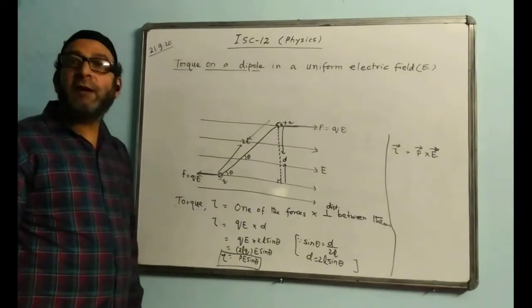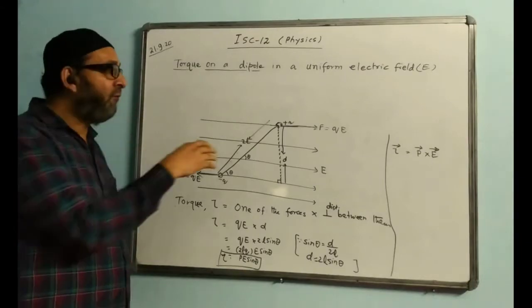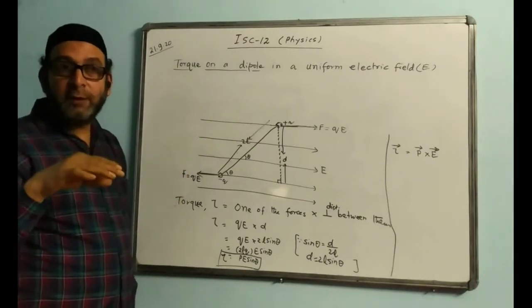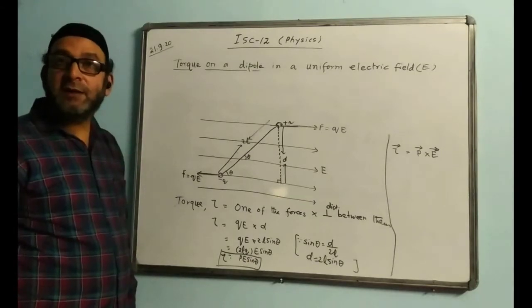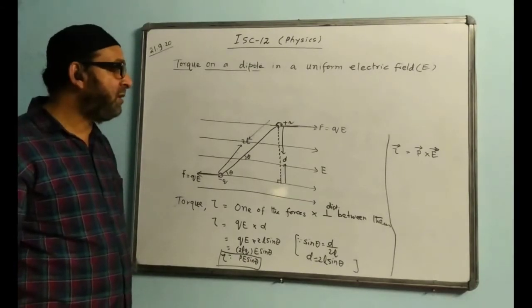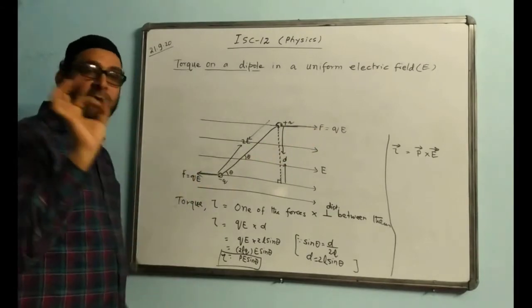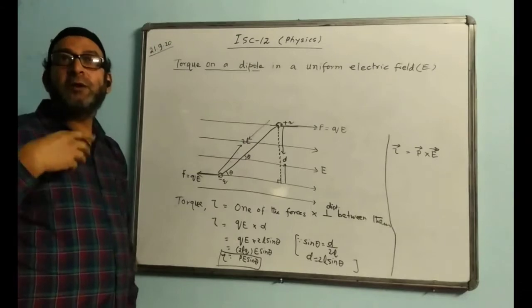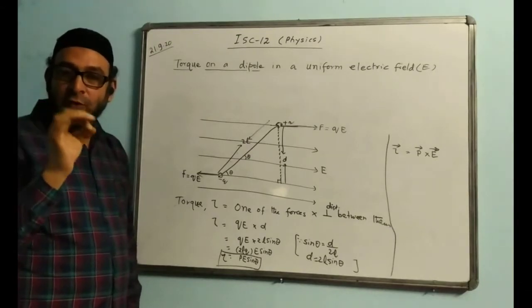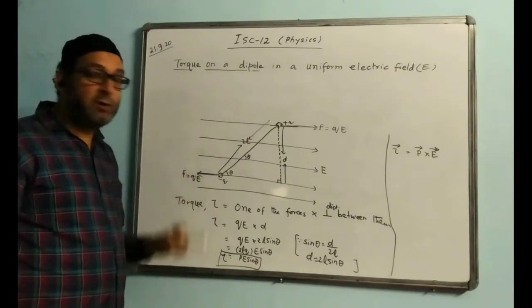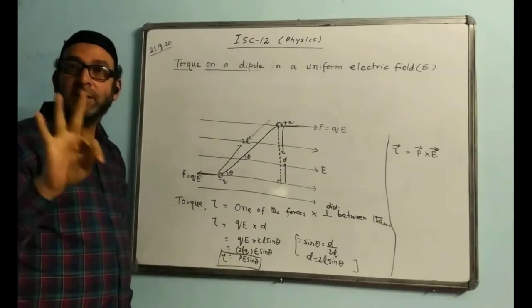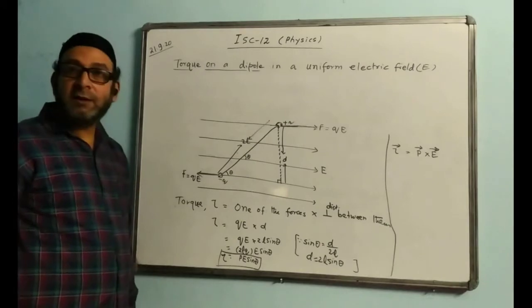If they ask the reason why, you say that in a uniform field, the forces on the dipole are equal in magnitude but opposite in direction. Hence the net force is 0. QE minus QE, the answer is 0. This is a very important point. They are asking questions nowadays in bits and parts. Short questions they are asking, so you make this question for 1 mark. Remember it. And the entire derivation will be of 3 marks. This derivation is also in the syllabus.